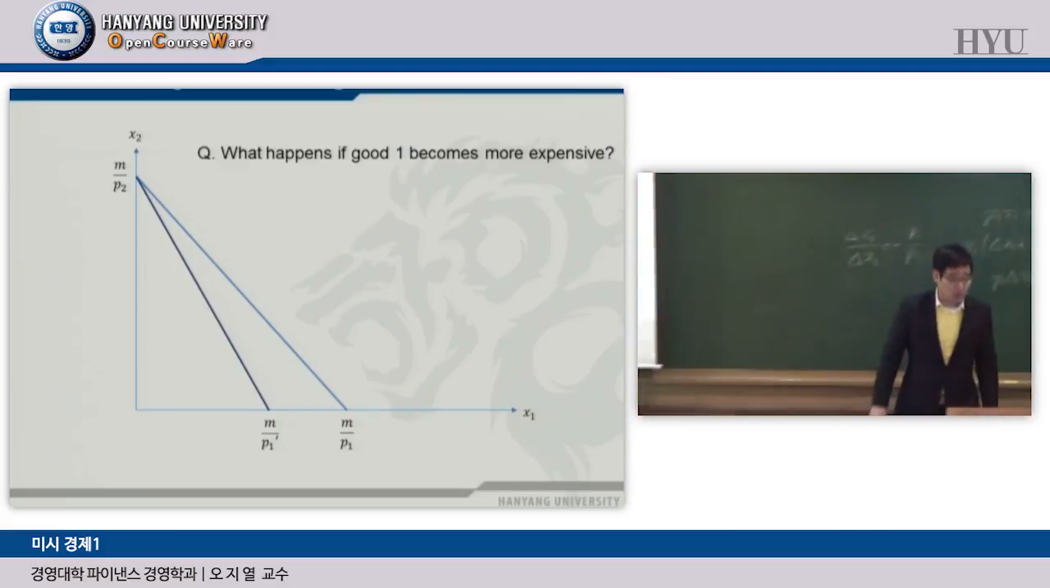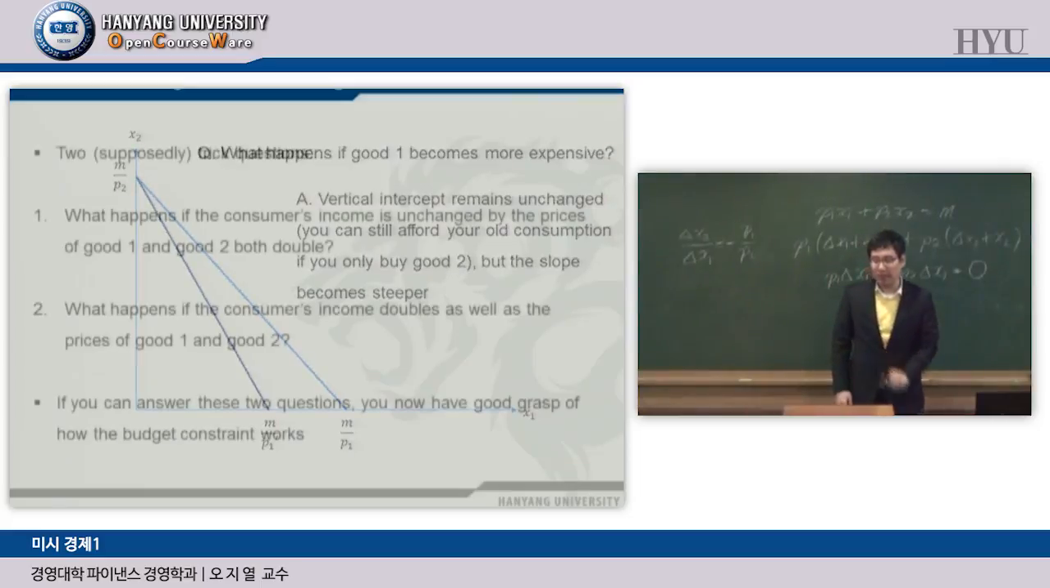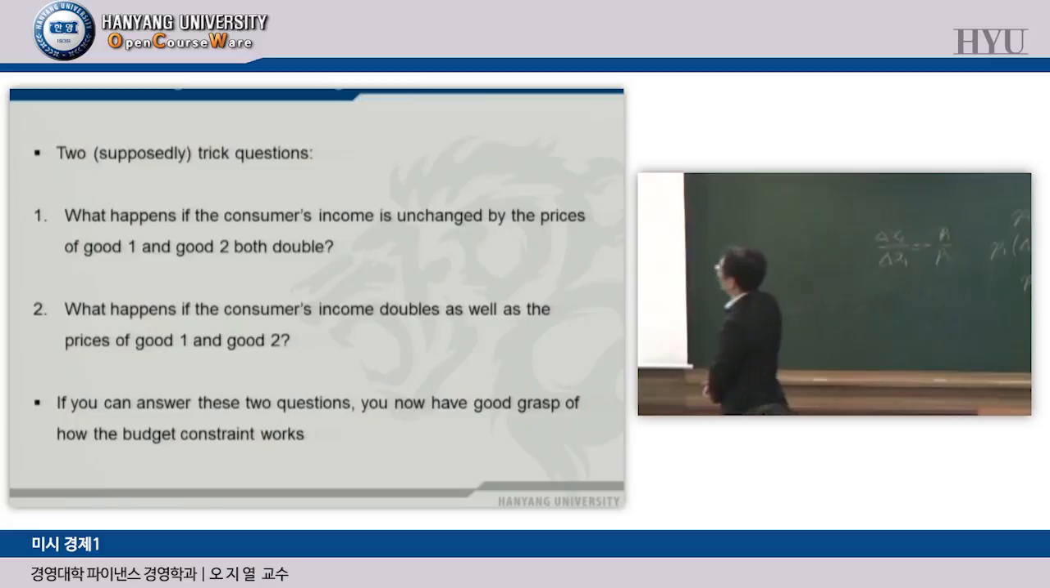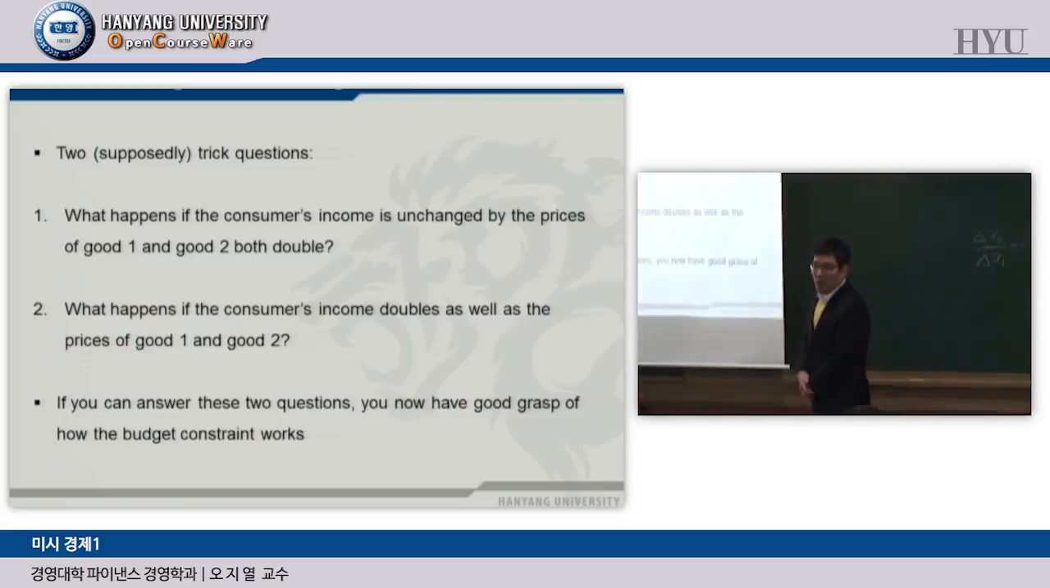Thank you, Melissa. That was exactly the correct answer. Okay? Now, a very popular exam question for economics is like this. Very, very usual trick question. It's A. What happens if the consumer's income is unchanged?